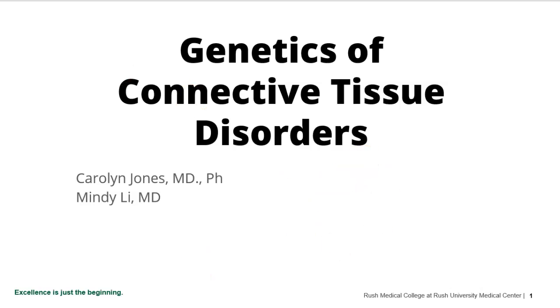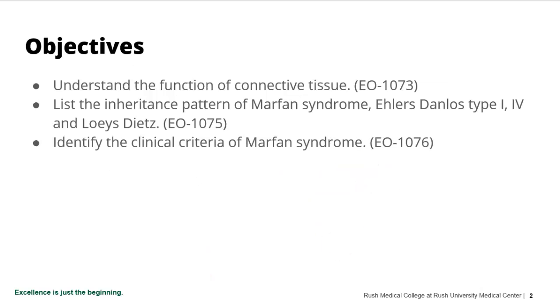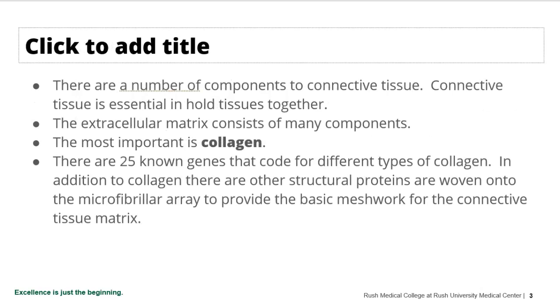Genetics of connective tissue disorders. So the objectives of this lecture are to understand the function of connective tissue, to list the inheritance patterns for Marfan syndrome, Ehlers-Danlos types 1 and 4, as well as Loeys-Dietz, and to identify the clinical criteria of Marfan syndrome. There are a number of components to connective tissue.